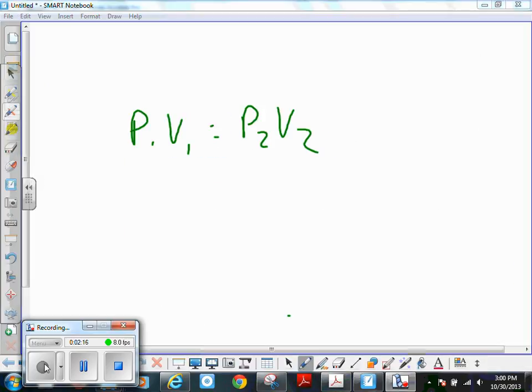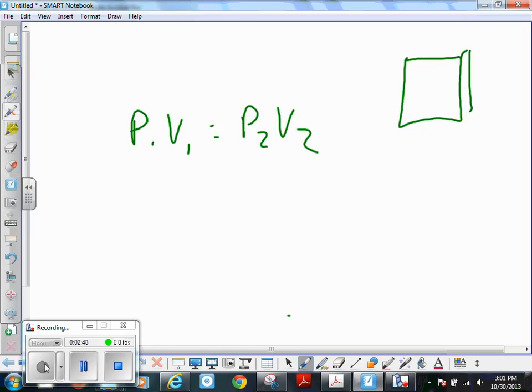Okay, P1 times V1 equals P2 times V2, and so that means pressure 1, or the first pressure, multiplied by the first volume is equal to the multiplication of the pressure at the second volume and the volume at that. So let's say that we have, put a picture here. Here's a gas, it has a volume, and it has a pressure. So the particles inside are applying a pressure because of constant collisions.